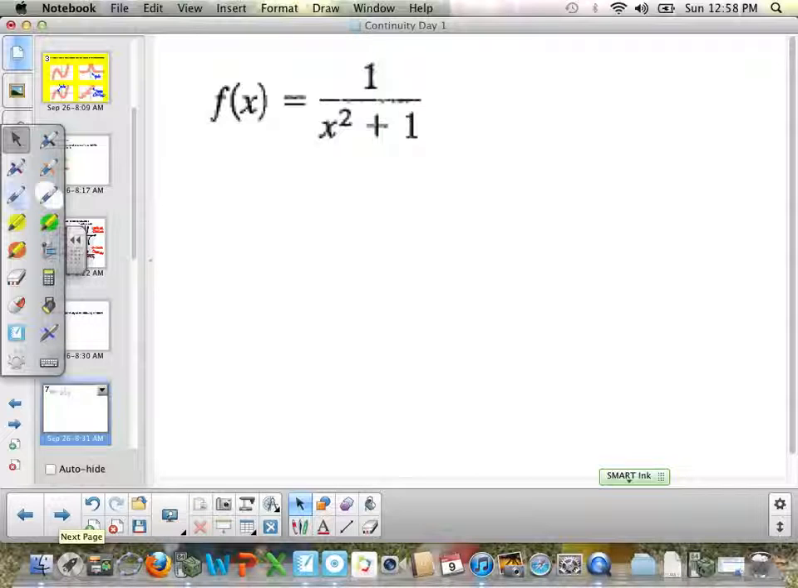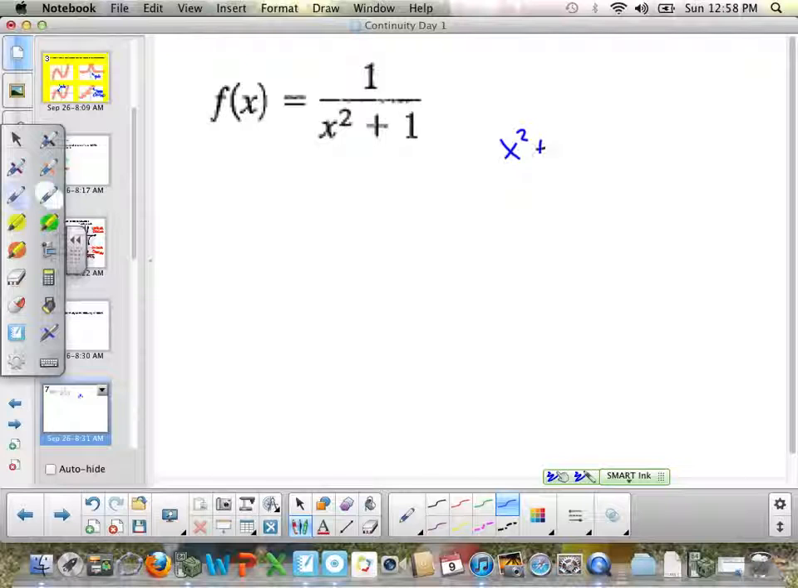We need to say, is there any place the function may not exist? And for a rational function, it's where the bottom is equal to 0. So there's a candidate of where the bottom is equal to 0. If we say x squared plus 1 equals 0, what value of x makes that true? Subtract 1. X squared equals negative 1. And if we're talking real numbers, there's no real number where this doesn't exist. So the function always exists. The function always has a limit. So this function is continuous on all real numbers.